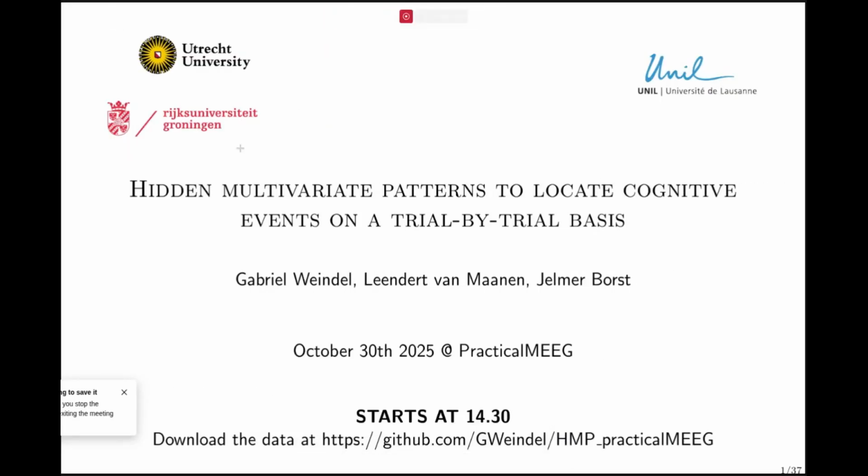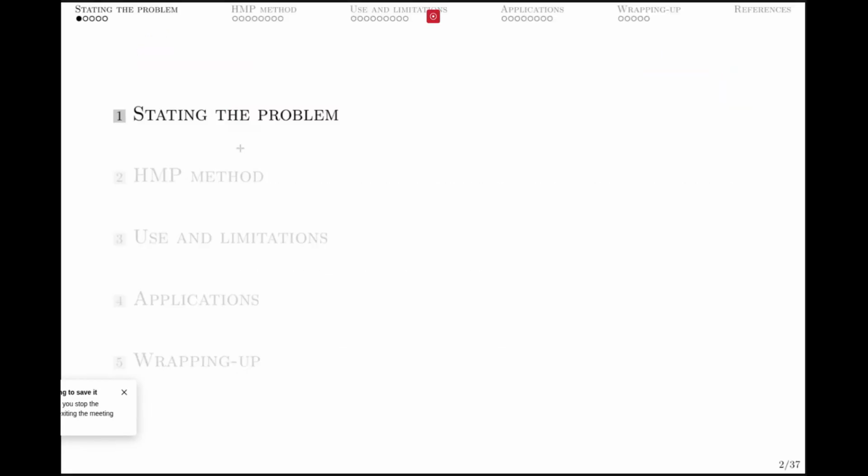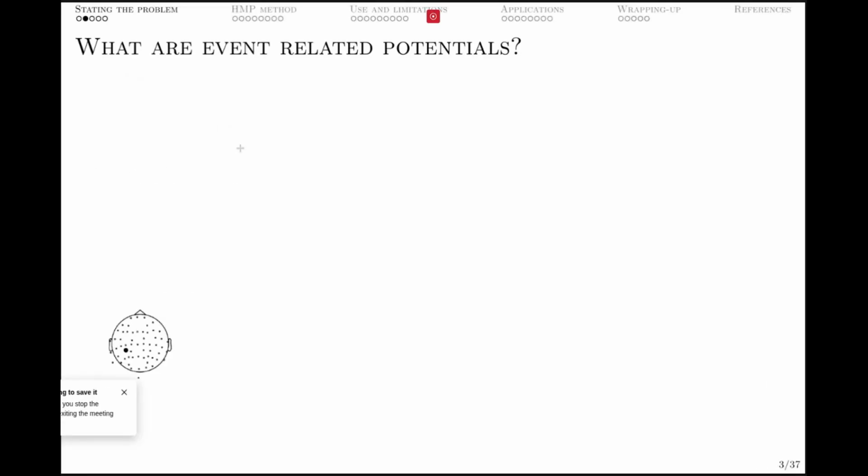I'm going to present you the hidden multivariate patterns method, and this is basically a way to analyze your EEG data, but on a trial-by-trial basis. I'm going to start by showing you what is actually the problem with event-related potentials. Usually what you do is record EEG from the scalp of a participant who is performing an experiment, and this experiment has several trials. For example, a trial would be defined as the onset of a stimulus.